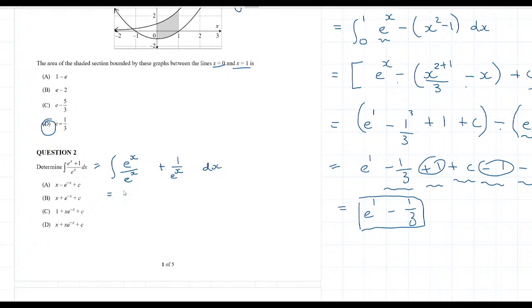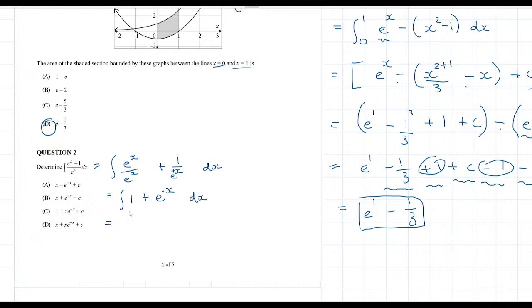So this becomes the integral of 1 plus, when you have anything in the denominator, we can bring it to the numerator by changing the sign in front of the power. So this is plus x, so we can write this as e to the minus x, dx.